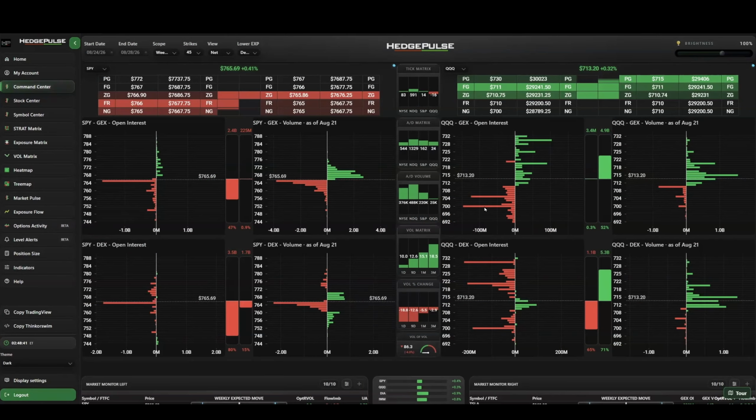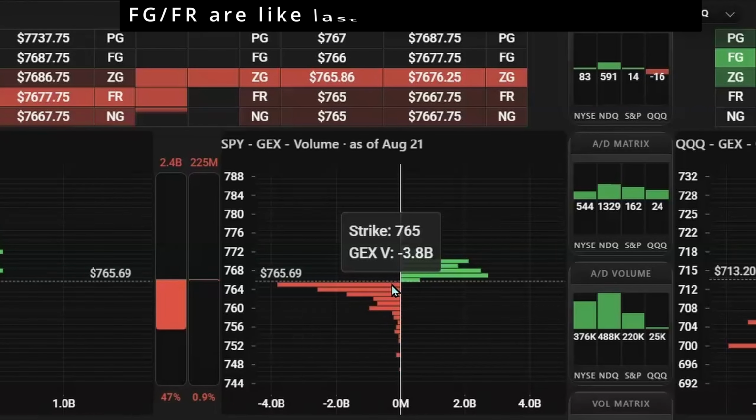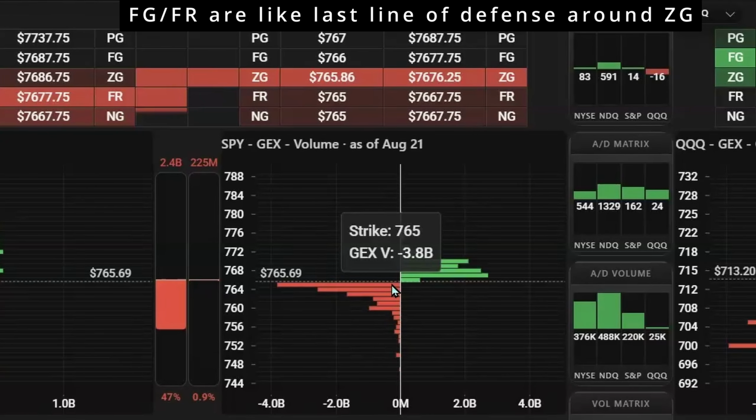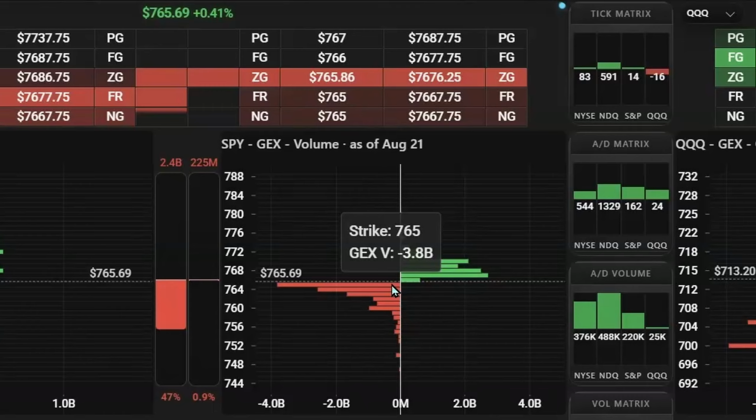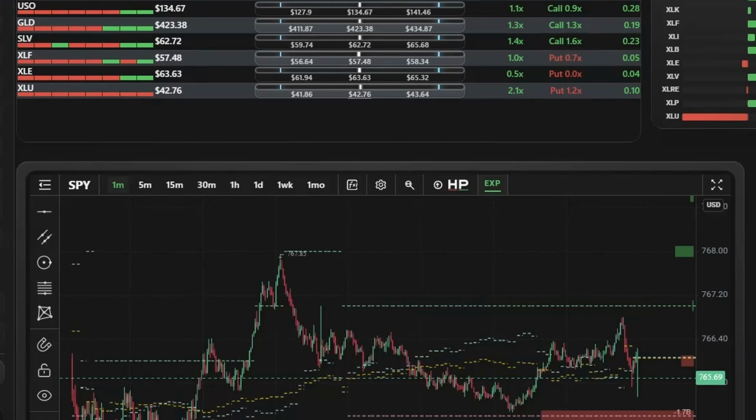Essentially, our zero gamma level is looking at the first green strike, the first red strike, and figuring out, okay, what is the exact crossover point between them that would be zero gamma. And in this case, 765.86. And that's because this first red strike is so large that it pushes it closer to the first green strike. Okay.